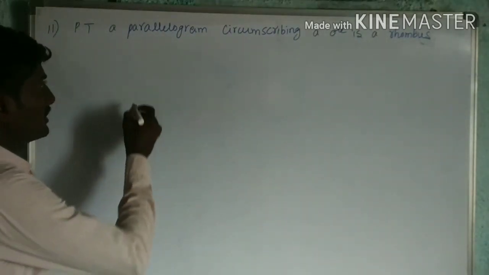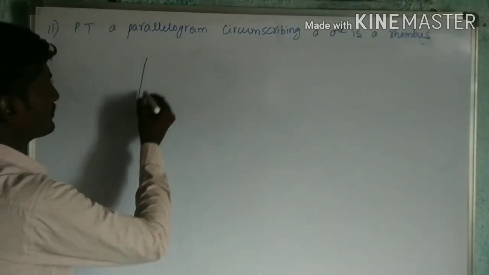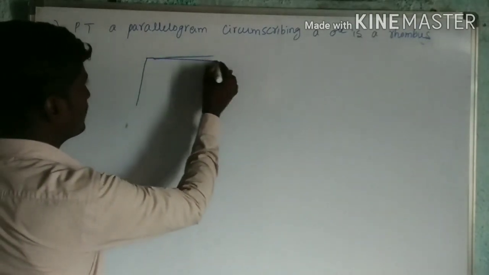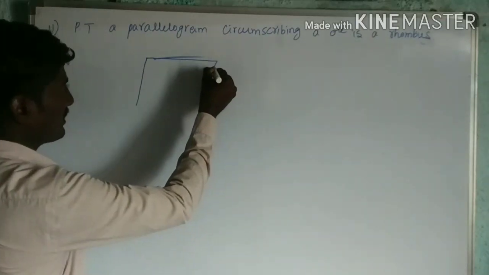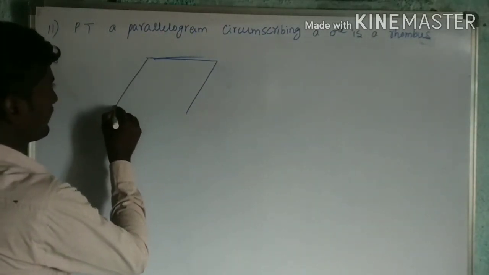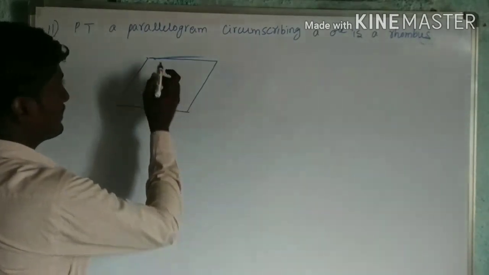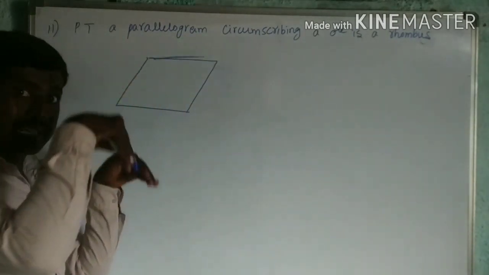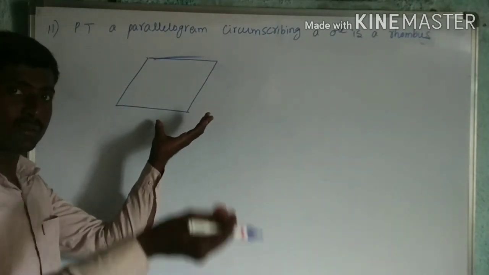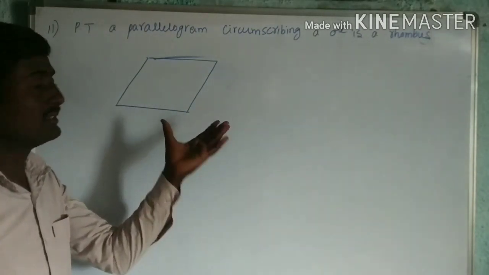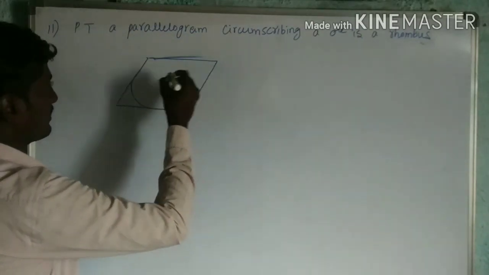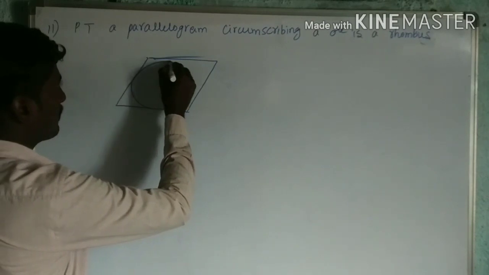So it means there is one parallelogram. So let us draw a parallelogram. So this is a parallelogram. So in this parallelogram there is a circle. A parallelogram circumscribing a circle means a parallelogram is drawn around the circle. Okay. So there is a circle inside this parallelogram.